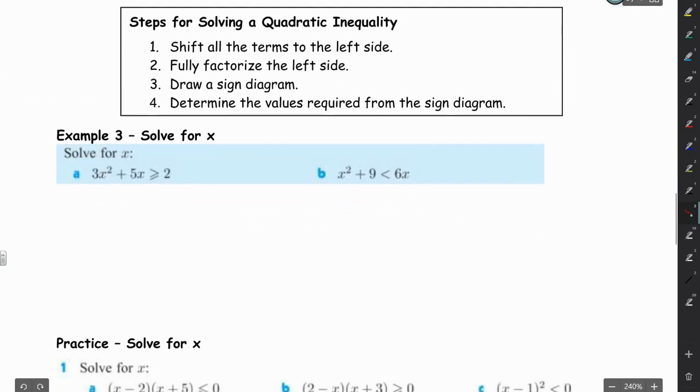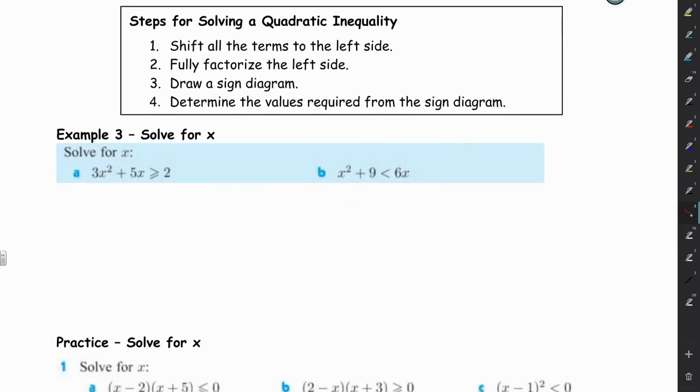All right, here's where we really get into the whole point of this lesson. We're trying to learn how to use sign diagrams to help us solve a quadratic inequality. So first thing we want to do is shift all the terms to the left side if they aren't already. Fully factor the left side, or some people say factorize the left side. Draw a sign diagram, and then determine the values required from the sign diagram. So that last part is probably going to be mostly new to you.